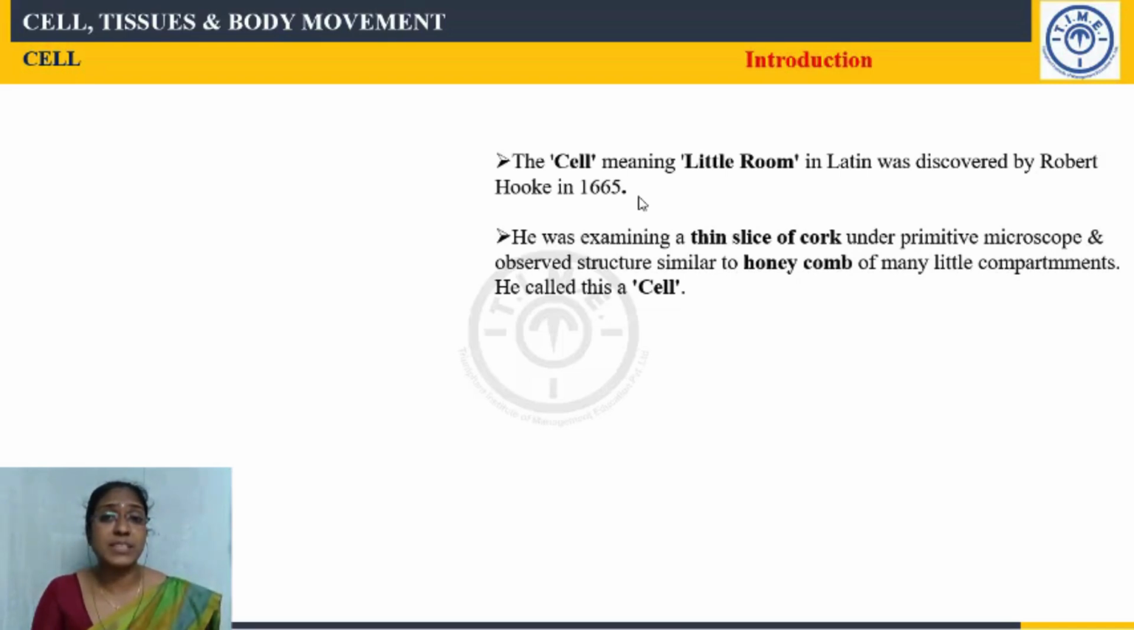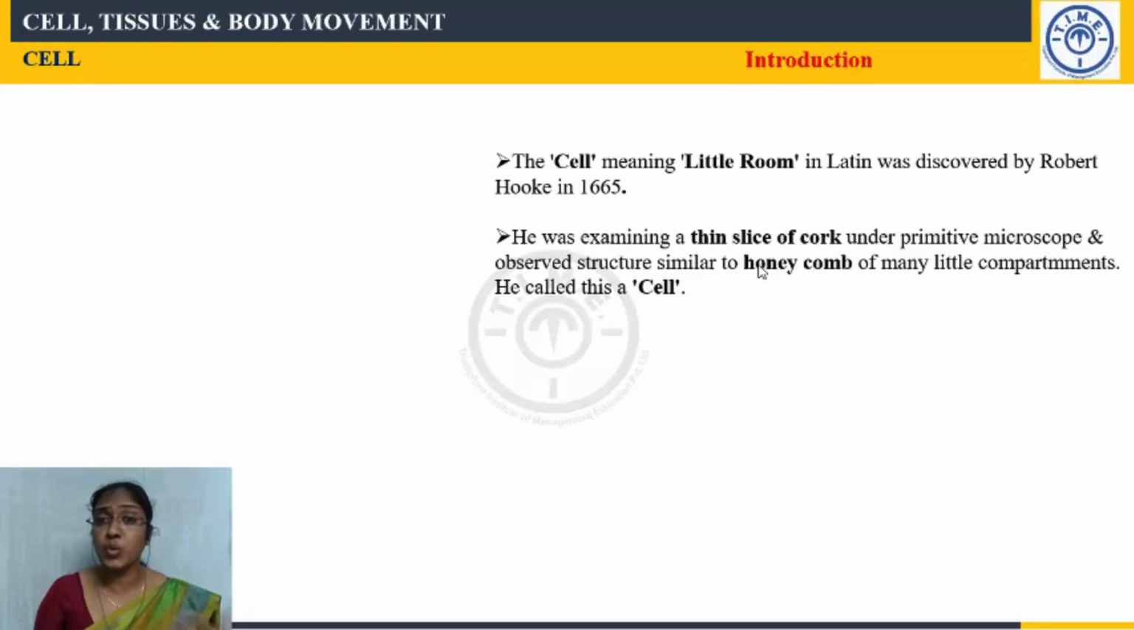How did he come up with that particular word, cell? Because when he was examining a thin slice of cork under a primitive microscope, he observed a structure similar to a honeycomb of many little compartments, so he called this a cell. What is the meaning of the cell? The word cell in Latin means a little room. So what's the story about this cell?